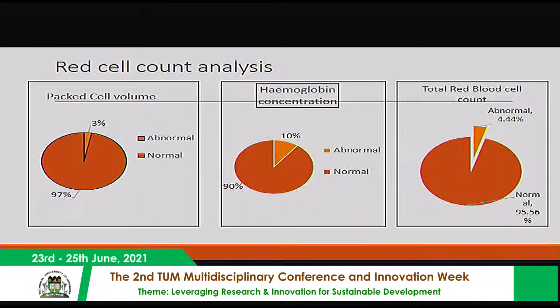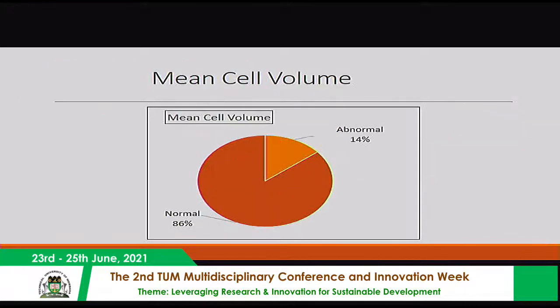So the packed cell volume just gives us the amount of hemoglobin, let's say, that you have. Same as the hemoglobin concentration. And then the total blood cell count, we need a certain amount of blood cells to be able to say that your cells are normal. So again, we had a few that were abnormal. Okay, next.